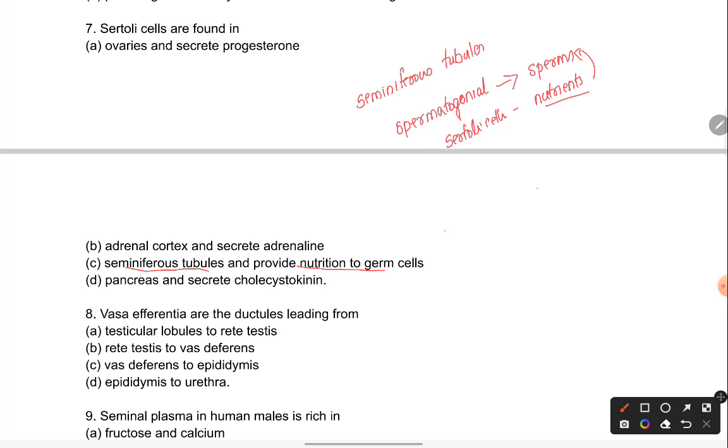The germ cells, what are they? They are the gametes or the sperms. Okay, so which is the correct answer? C is the correct option. Okay, yes. Question number 8.